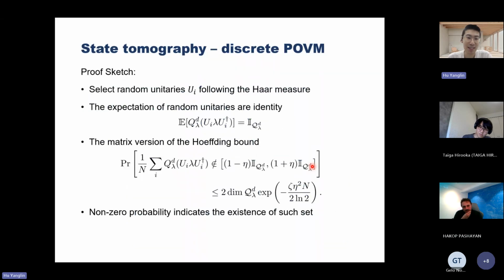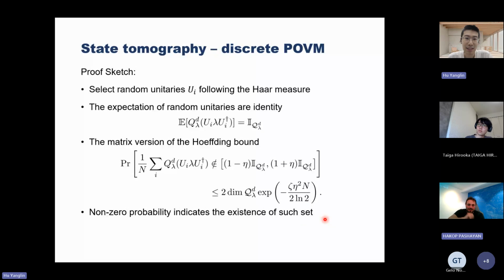Right, so basically this is the proof sketch. We select random unitaries from the Haar measure, and the expectation of this random unitary is identity. Then we can use the Chernoff bound to show that the probability that, after you sample n such unitaries, the average of these n elements does not approximate the identity is smaller than this bound, and this non-zero probability indicates the existence of such a set.